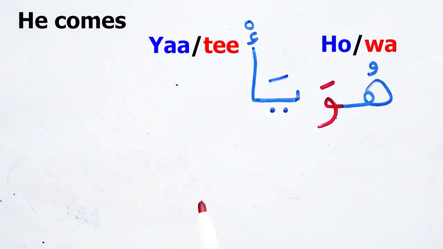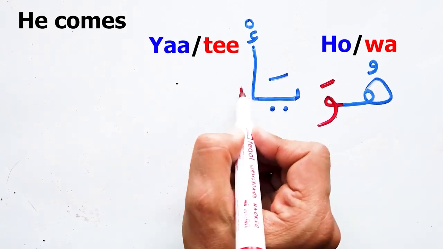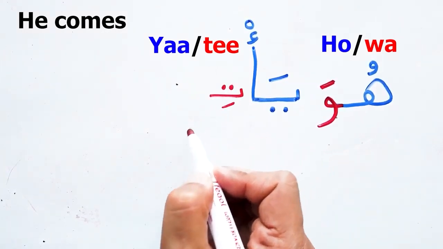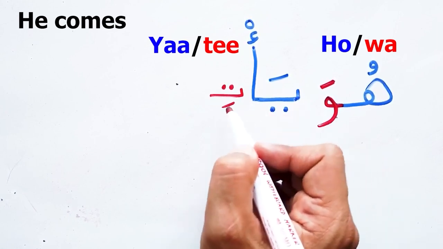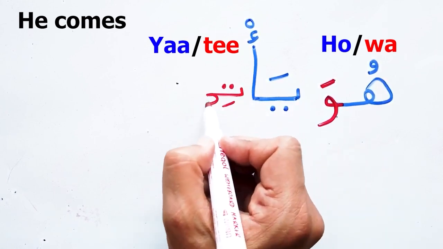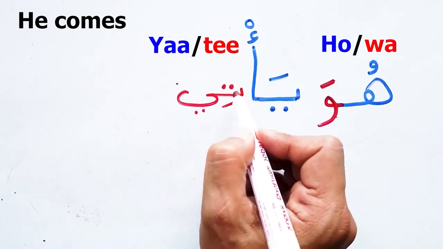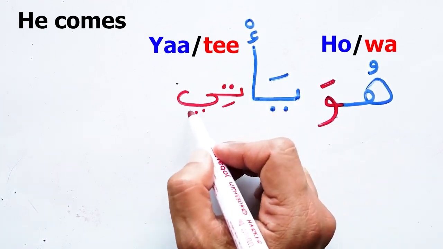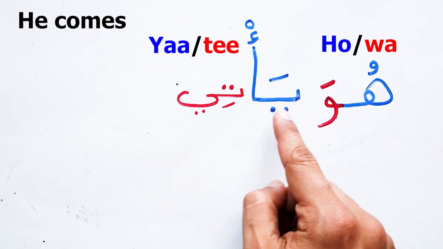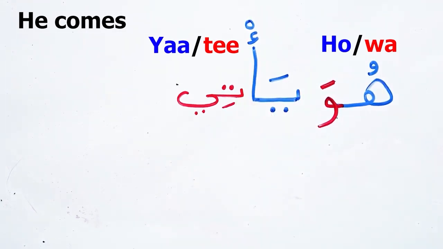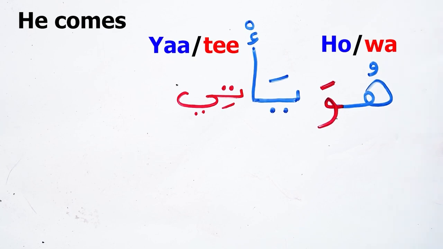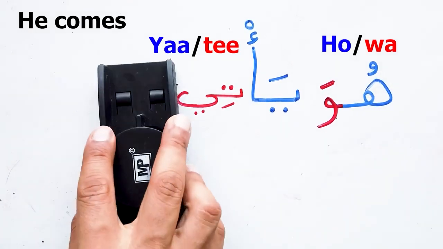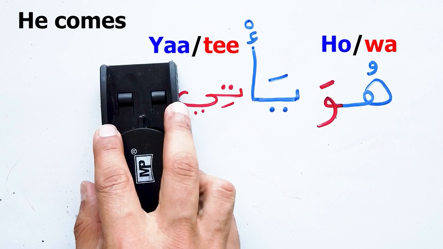هو يأتي. The sound of T with kasra. This kasra sounds like I. Long vowel. يأتي. هو يأتي. The second verb will be هو يأخذ.